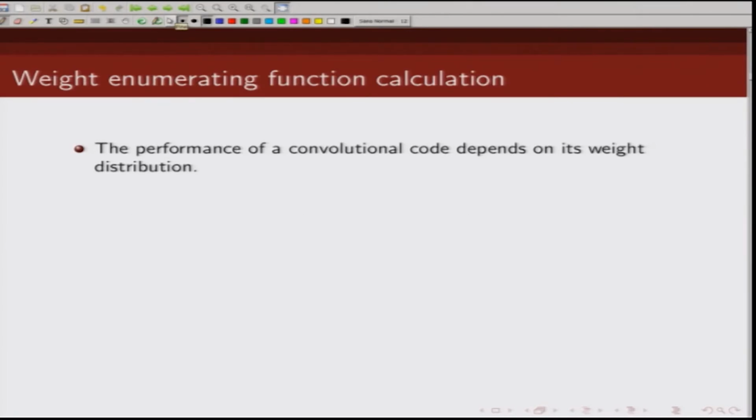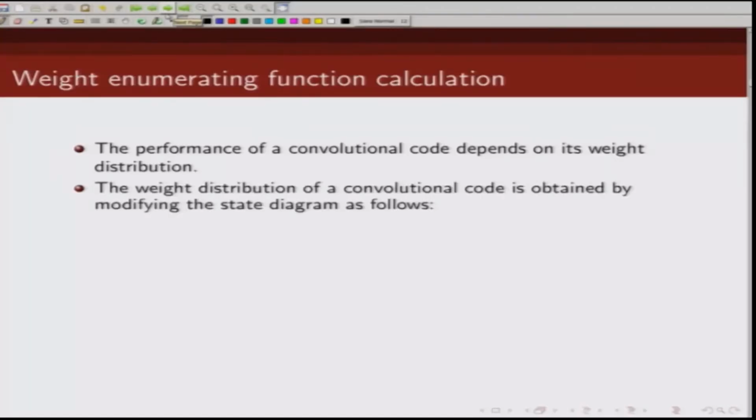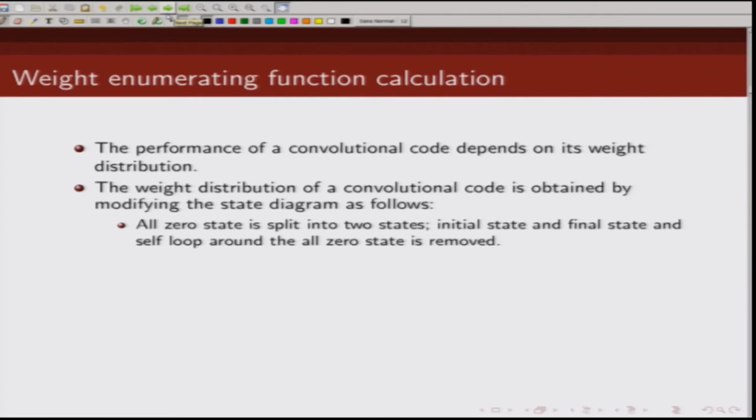We know that the performance of any convolutional code depends on its weight distribution, and that is why we are interested in finding out the weight distribution of a convolutional code. In this lecture, we are going to talk about a method based on Mason's gain formula to compute the weight distribution of a convolutional code. First, we are going to modify the state diagram of a convolutional code. How are we going to modify it? We are going to split the all 0 state into two states, one initial state and one final state, and we are going to remove the self loop around the all 0 state.